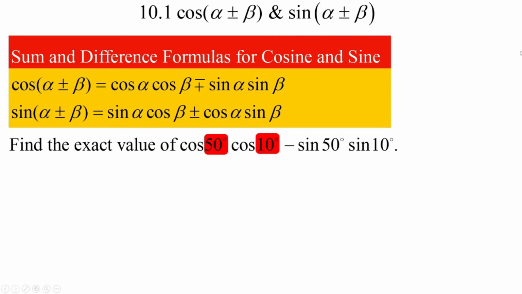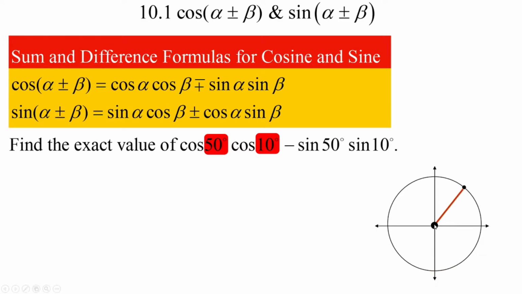50 and 10, it sounds like I might be using a 60 to me. So let's approximate the terminal ray for 50 degrees. We don't know that point. And then 10 degrees, and we don't know that point. But what do we know? We do know 60 degrees, which would be right in here.